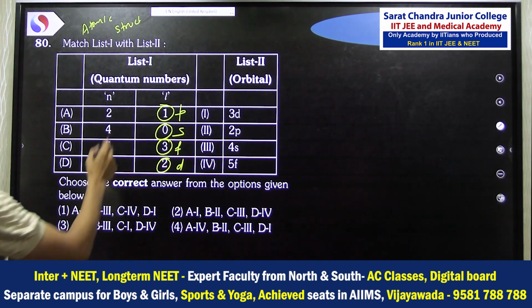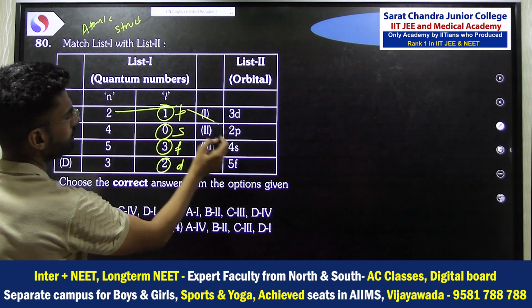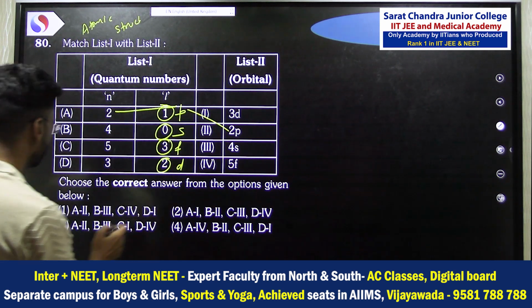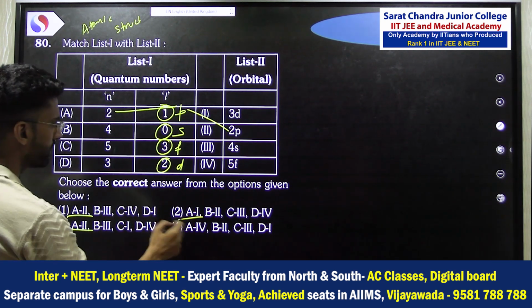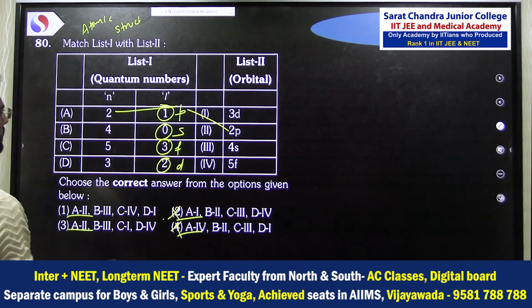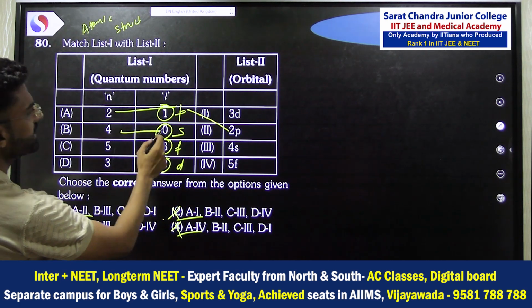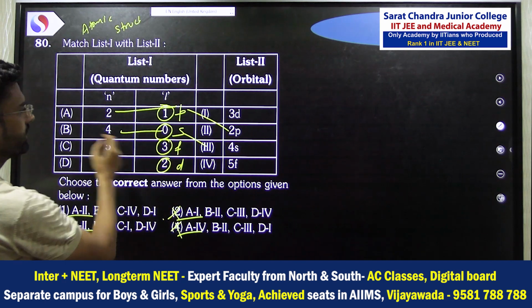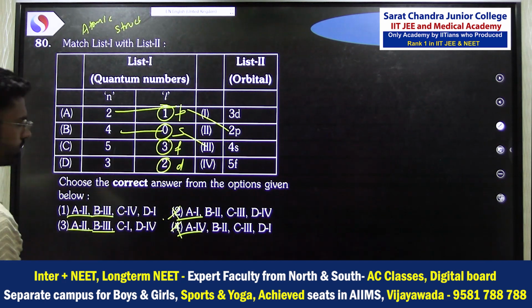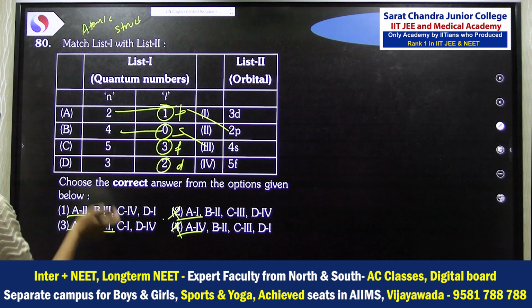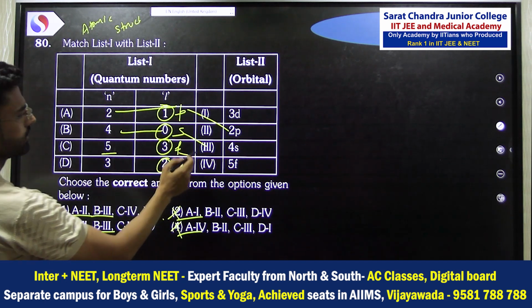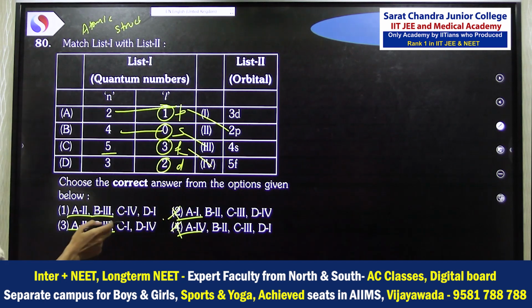Okay, this is 2P. 2P means A2. A2, A2, A1, A1 cancel. Next, 4S. 4S means B3. B3, in both cases B3 only. So C, 5F. 5F means C4. So option number 1 is correct, and this is wrong.